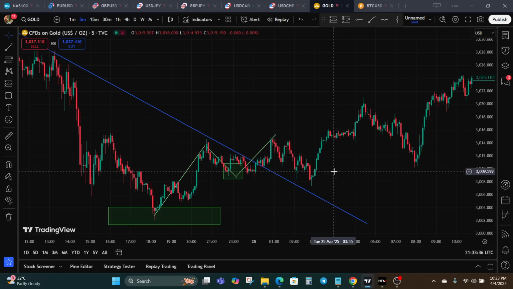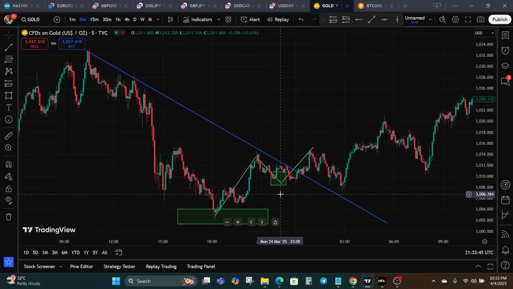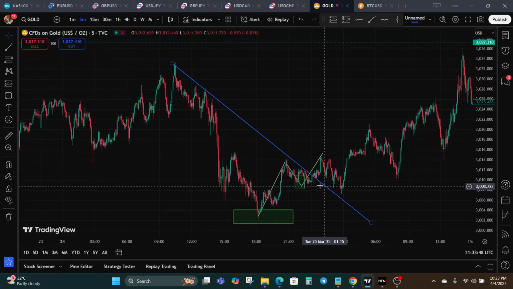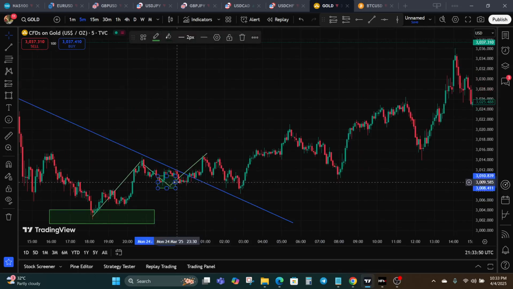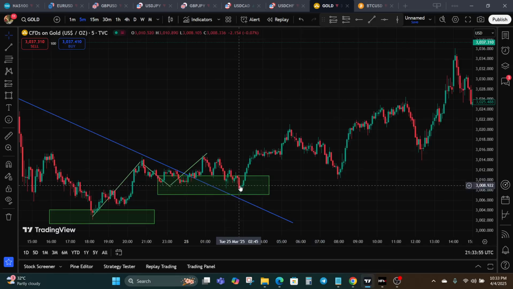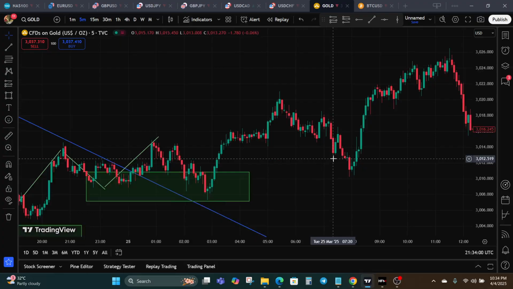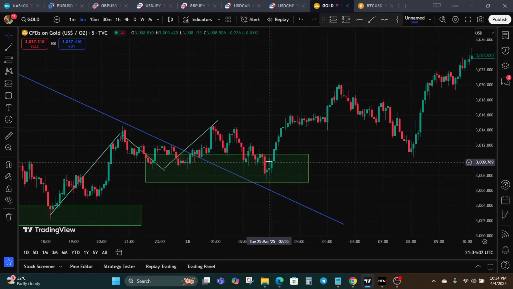Once you've marked it, you wait for price to return to that area, right? But not just any touch, you wait for confirmation. Then make sure you get confirmation. Look for rejection, liquidity grabs, and wicks inside the order block zone. That's your entry trigger. All right.